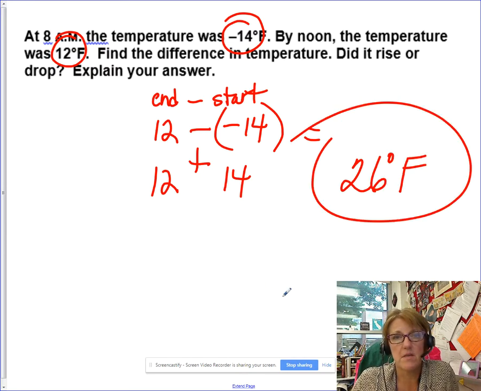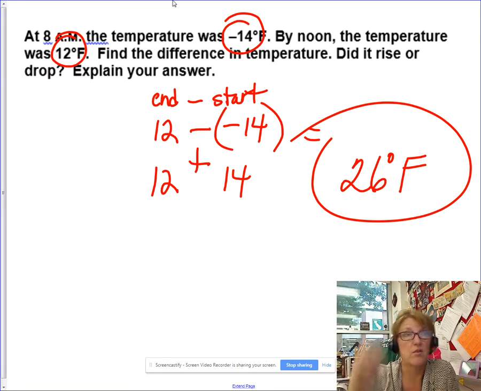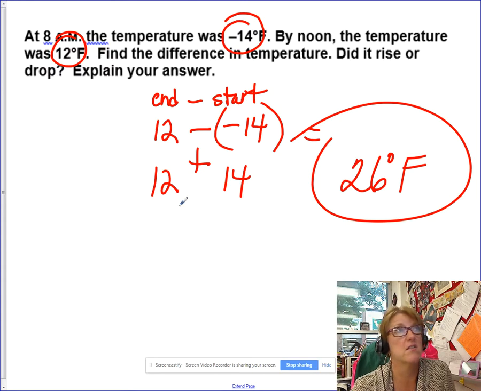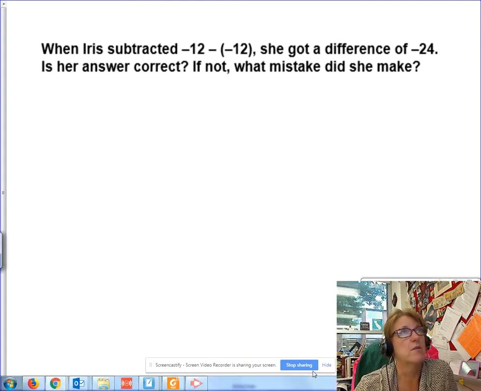So if it's positive, that means it's increasing. Does that make sense? It started at -14, and then I ended up at 12. So you increased quite a bit to get across the 0 and into positive land. Take a look at this one. It said when Iris subtracted -12 minus another -12, she got a difference of -24. Is her answer correct? And if not, what mistake did she make? Pause, write something down, and then when you're ready to check it, start back up again.